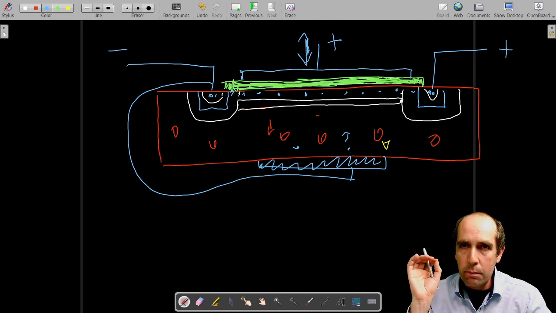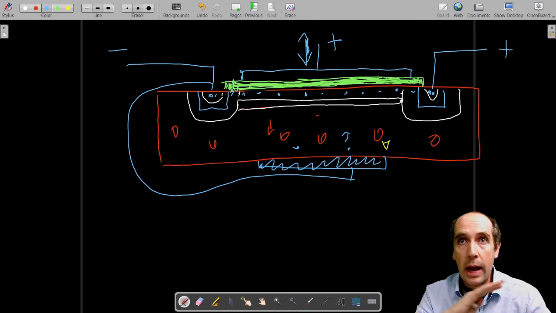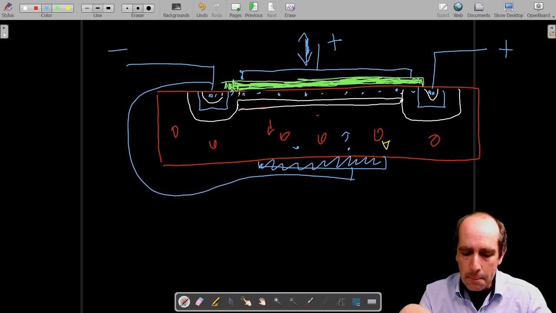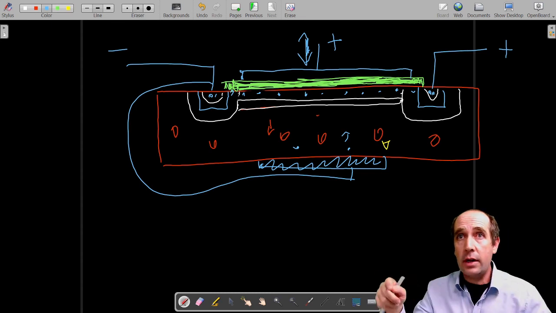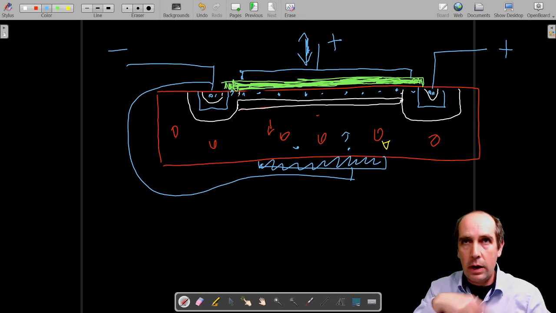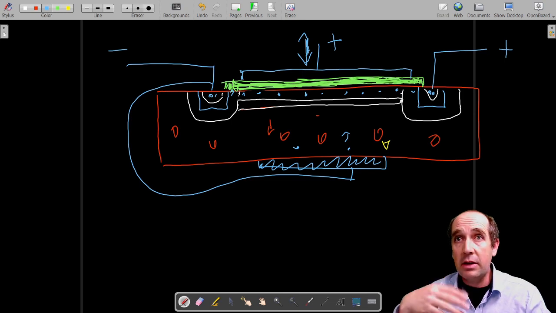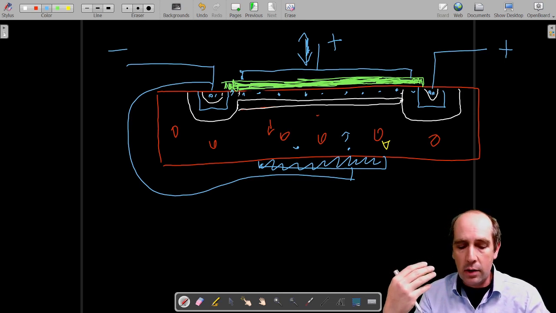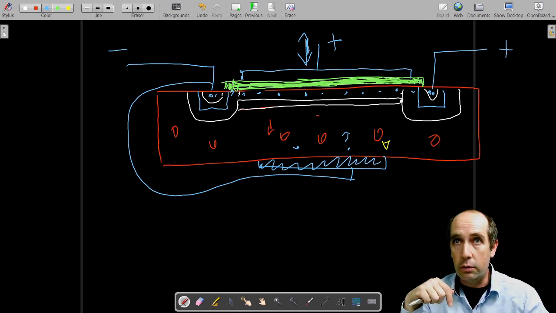So just by putting a voltage there without consuming any power whatsoever, the channel can be closed, and then the circuit can be closed, and the transistor can be turned on and off, and also the current can be regulated in between the other two terminals.